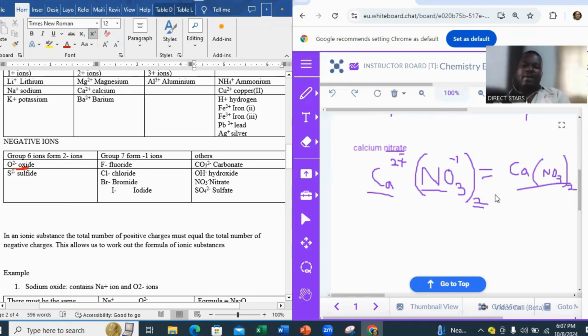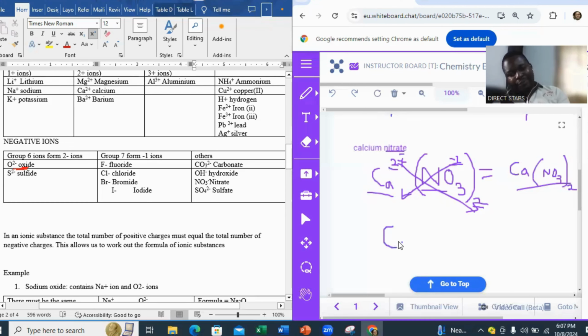Another way you can go about this is, like I said before, just forget about the sign. You have 1 on this side and you have 2 on this side. So just exchange their charges. 1 goes to calcium and 2 comes to nitrate. We call that crisscross, like exchanging the charges. When you do that, the charges become the subscripts of that element.